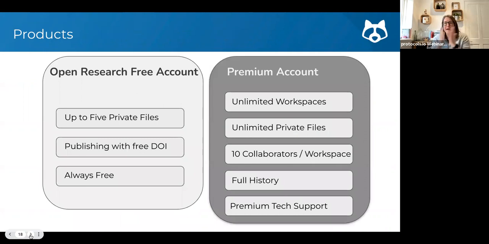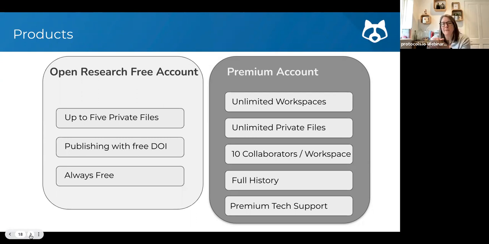And then in terms of the basic free account versus the premium accounts, anyone can sign up for the open research free account. You can have up to 5 private files and you can publish for free. So if you create a protocol and then publish and continue to make your protocols publicly available, you'll continue to be able to add more private files, because once they're published, they're no longer considered one of those private files. So it's very easy to do pretty much everything functionally with the open research free account, but it is a little bit limited on the number of files.